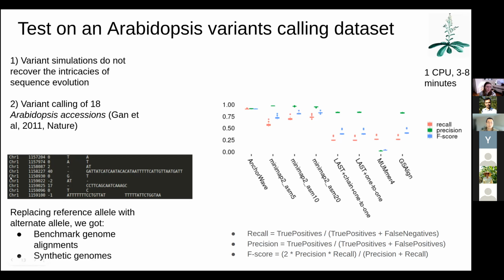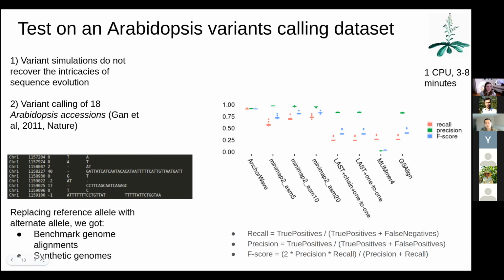The first column is the chromosome, the second column is the position, the fourth column is the reference value, and the fifth column is the alternative value. We replace the reference value with the alternative value, so we can generate the benchmark sequence alignment and also synthetic genomes. If we align the synthetic genome with the reference genome and compare the generated alignment with the benchmark genome alignment, we can evaluate the performance of the genome alignment software.